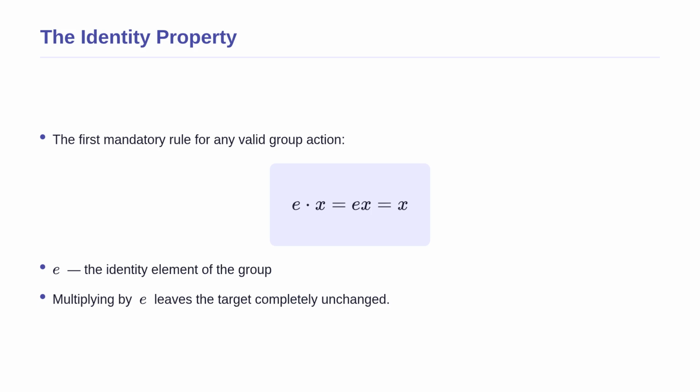This basic definition leads us to the first mandatory rule for any valid group action, known as the identity property. The symbol E represents the identity element of the group. This is the mathematical equivalent of doing absolutely nothing. When this do-nothing element acts upon any target element X, the result must be exactly what we started with. The equation explicitly shows that multiplying by the identity element from the left leaves the element completely unchanged. This ensures that our mathematical system has a stable baseline, where a zero-effort action produces a zero-change result.